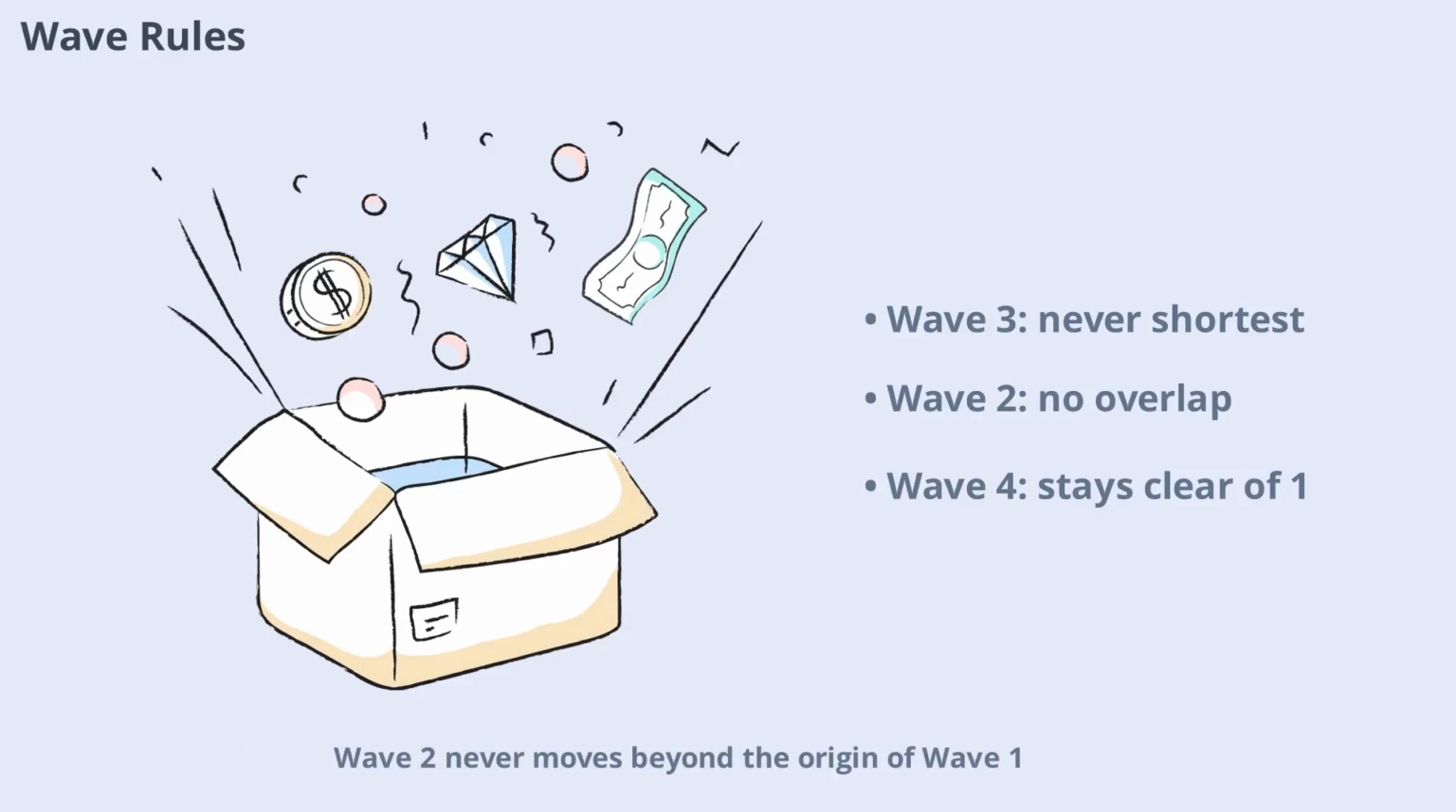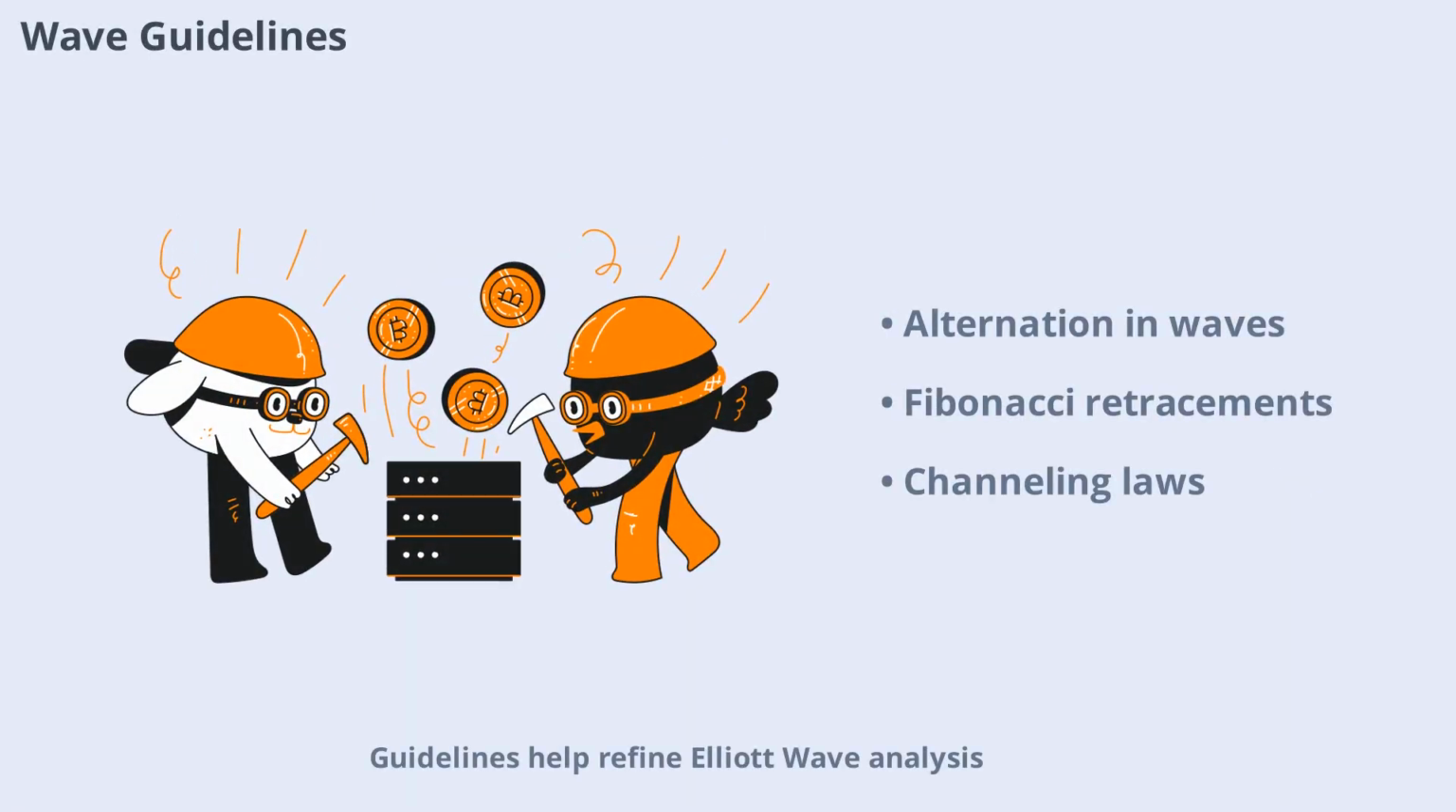Wave 2 never moves beyond the origin of wave 1, and wave 3 must go beyond wave 1. Wave 4 never moves into wave 1's range. These rules ensure consistency in wave analysis. Guidelines help refine Elliott wave analysis.